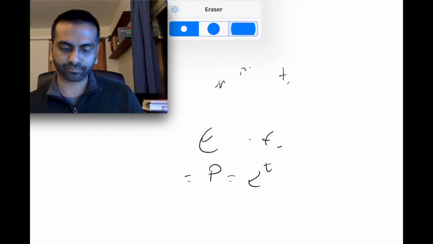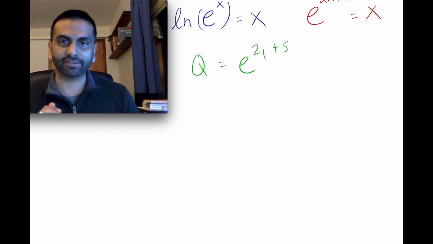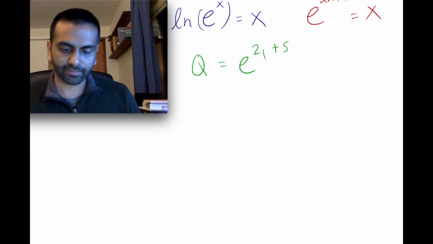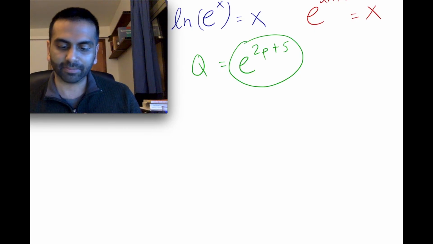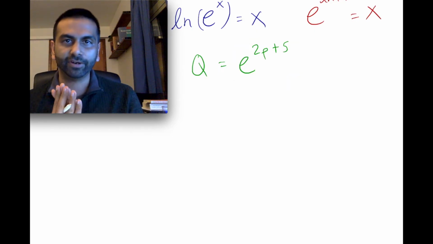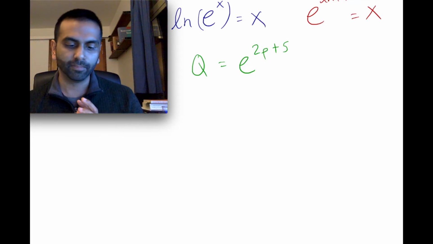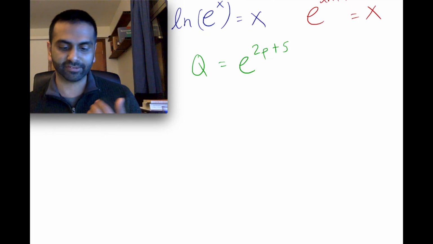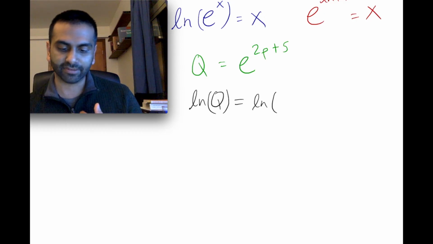But now, a couple of final things. Let's just do one example of finding the inverse. Let's say you have this question: quantity q equals e to the 2p plus 5, and the question is find the inverse, meaning solve for p. Well, you can take the ln of both sides and say the natural log of q equals the natural log of whatever this is, e to the 2p plus 5.